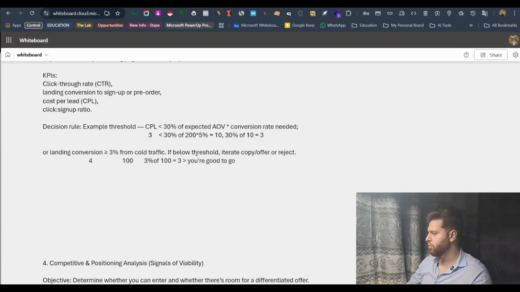Or the landing page conversion is less than 3% of cold traffic, because this is the first time you're launching your product and landing page and website, whatever, and you're sending cold traffic, right? So if the conversions on your website are less than 3% of this traffic, move on.